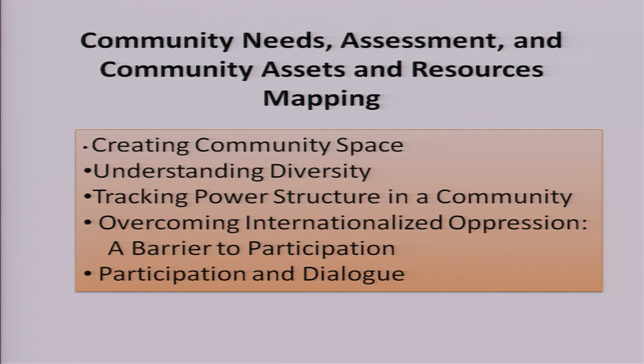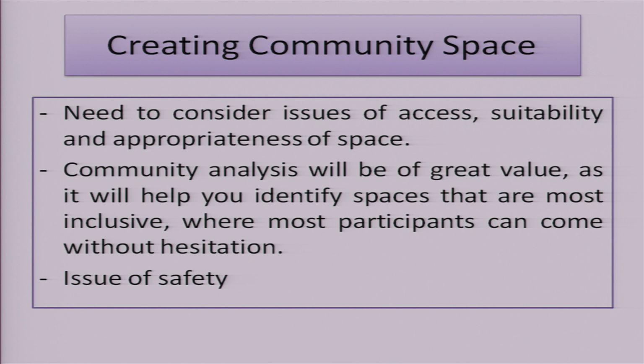Among these, the first is creating community space, the second is understanding diversity, the third is tracking power structure in a community, the fourth is overcoming internalized oppression, a barrier to participation, and the last is participation and dialogue. Dealing with the first aspect, creating community space, we can see that space is needed, which means we have the accessibility, suitability and appropriateness of space.